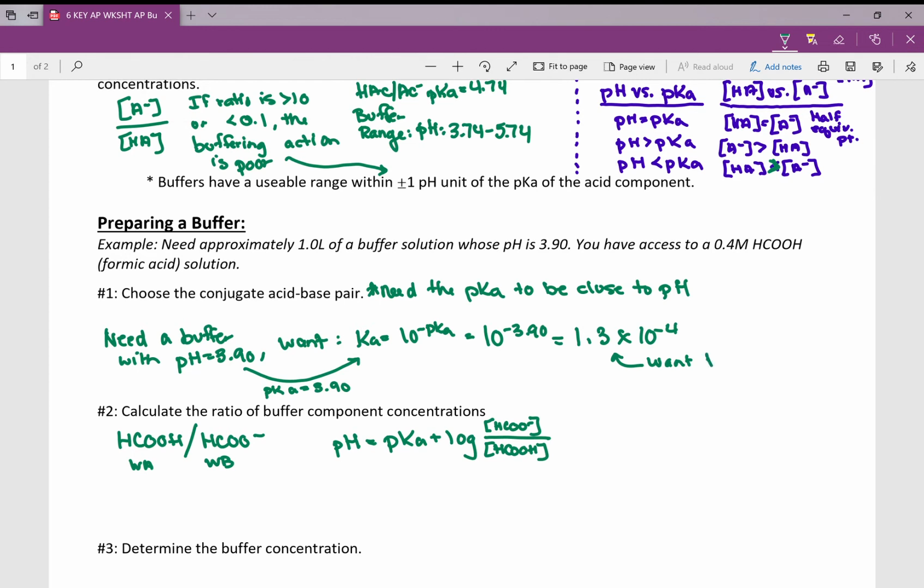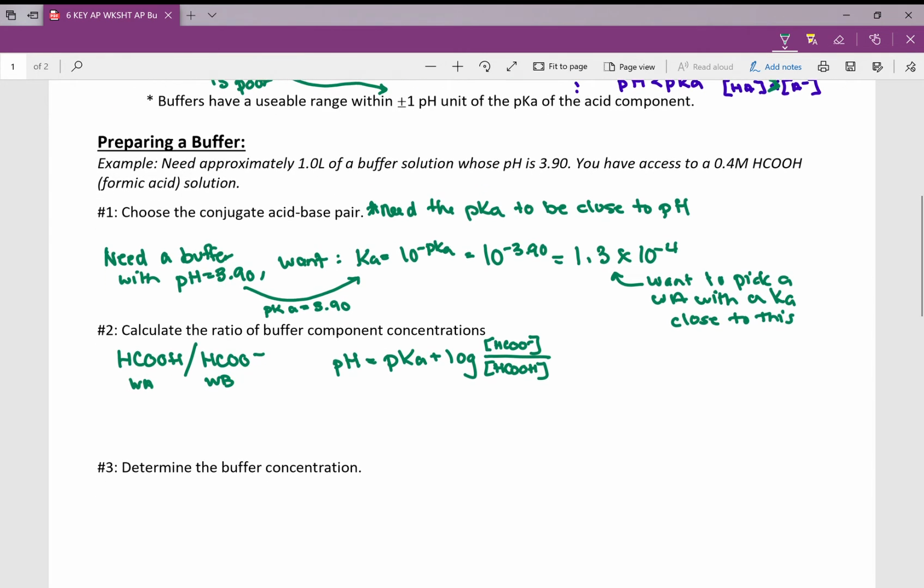So we would want to pick a weak acid with a Ka close to this. Okay, so for formic acid, it ends up having a fairly close one to this, which we could look up in the appendix of our textbook.